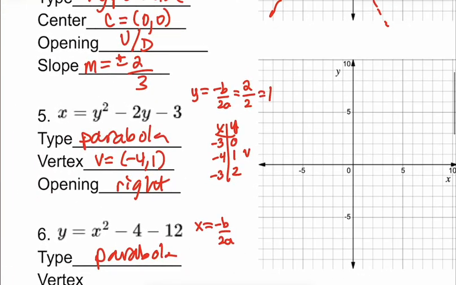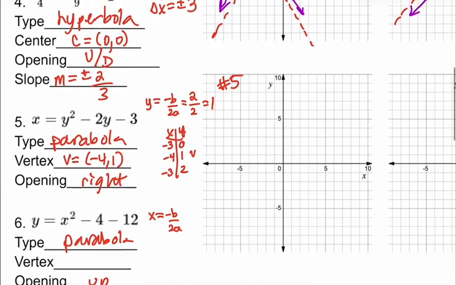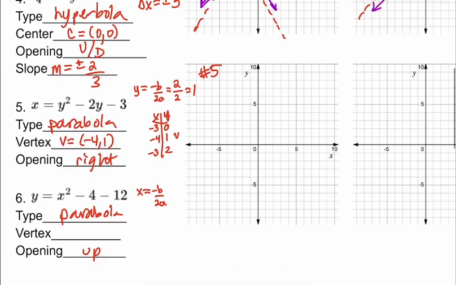And now we're going to put number 5 right here. Okay, so at negative 3, we are at 0. At negative 4, we are at 1. At negative 3, we're also at 2. So it looks something like that. So that's why it opens to the right.